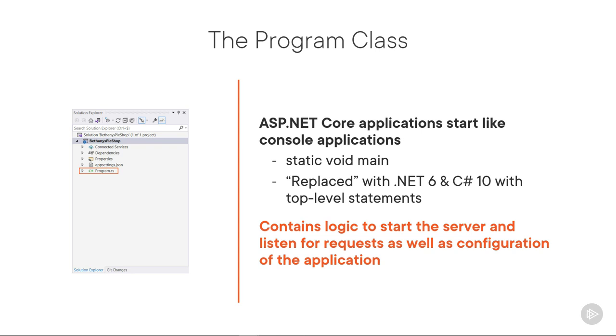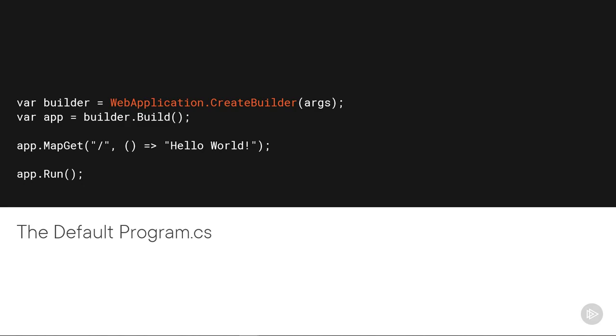Let's take a look at the code for the program.cs file. Here is the default program that was generated when we executed the empty template. This is the complete generated file, and as you can see, there's no program class nor a static void main. This file is using these top-level statements I just mentioned. Now what is in the code? Let us step through that. First, WebApplication.CreateBuilder is executed, and that is assigned to the local variable builder.